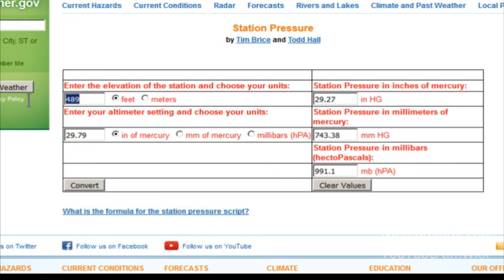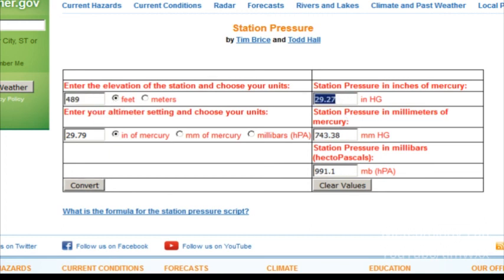Now, if Austin was a lot higher, like 10,000 feet, you can see that this station pressure drops quite a bit. So we lose about a third of the atmospheric pressure because we go up to 10,000 feet. So that makes sense.